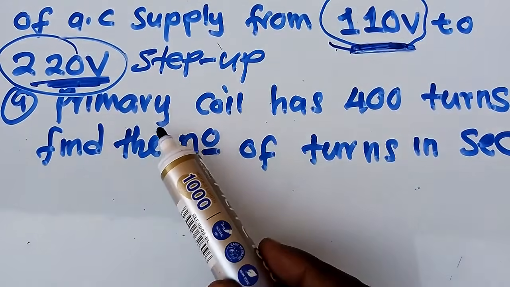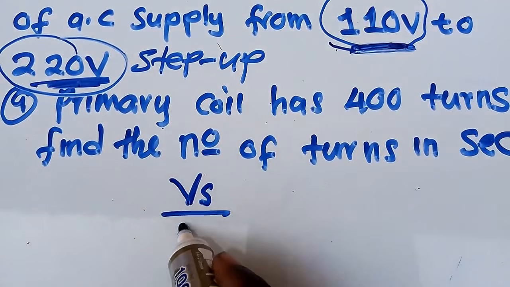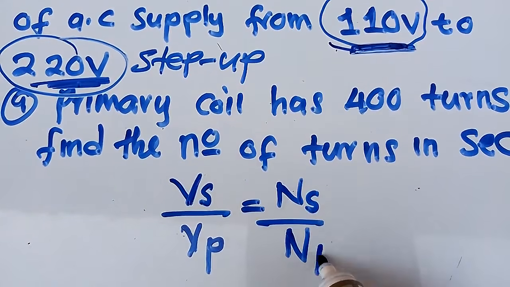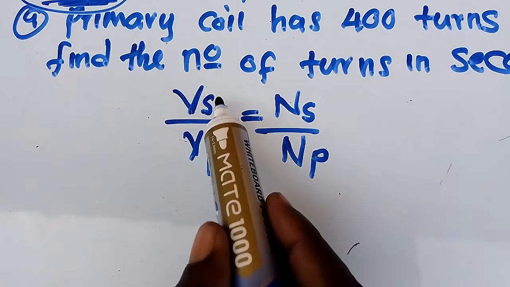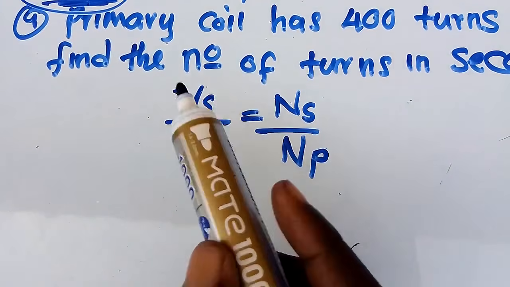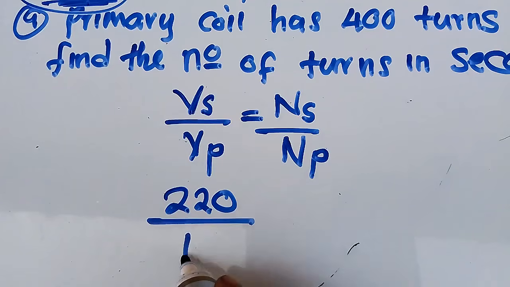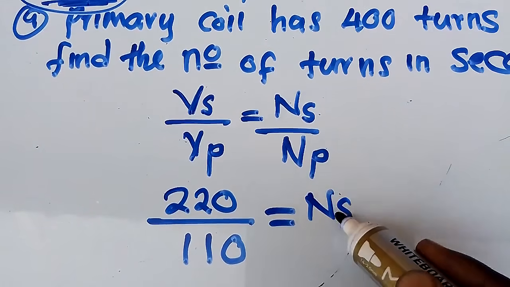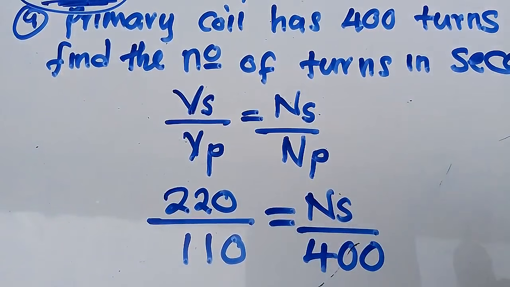So to calculate the number of turns, you use the formula where you say voltage in the secondary over voltage in primary is equal to number of turns in secondary over number of turns in primary. This is the formula we are going to use. The voltage was changed from 110 to 220, so 220 is the voltage in the secondary over voltage in the primary, 110, which is equal to the number of turns in secondary, which is the one we want to find, over number of turns in primary, 400.